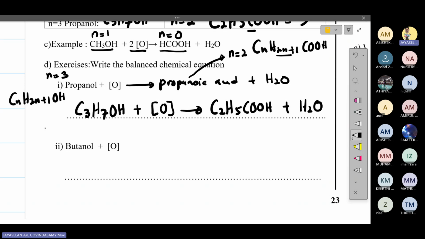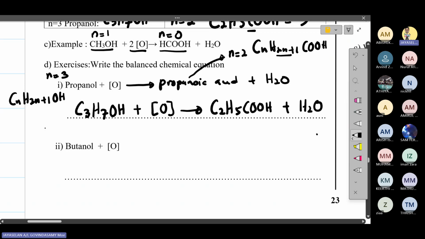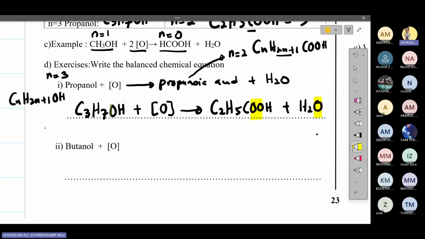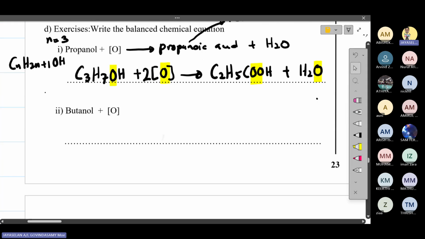Nanti kita akan practice balik, eh. Okay, so after you do this, very simple. You balance the oxygen. Sini berapa oxygen? 1, 2, total 3. Here we have 1 oxygen, 2 oxygen. So what you all do here? You put 2 here. Tengok, 2. Itu saja. So everything balance. Okay, can you guys do for butanol?